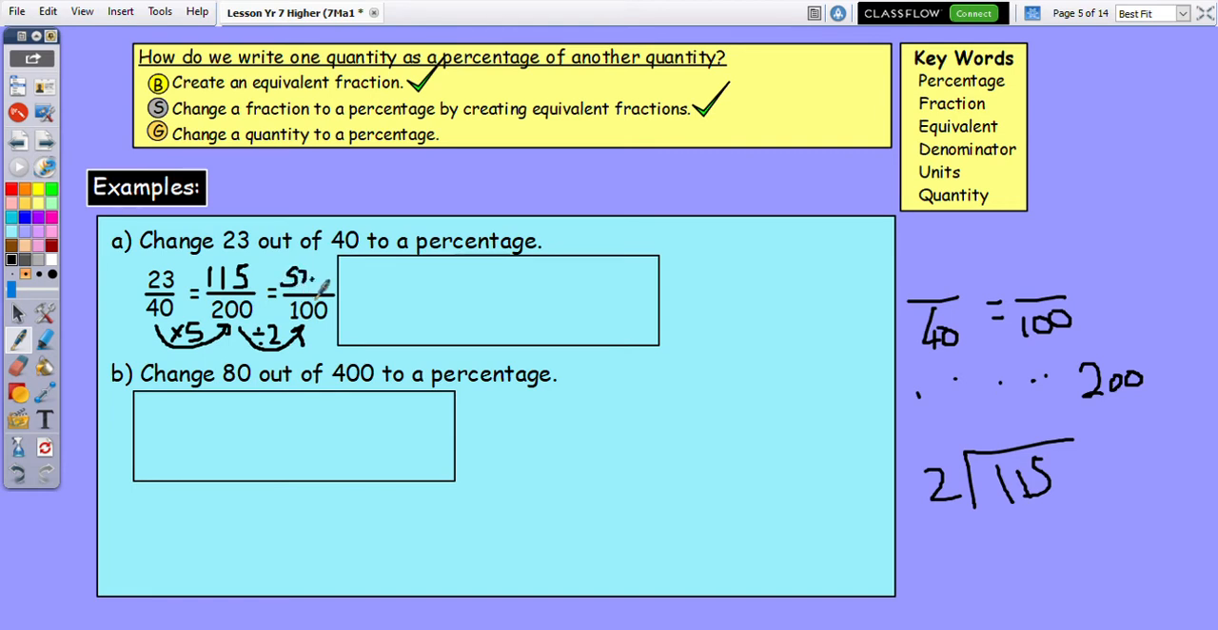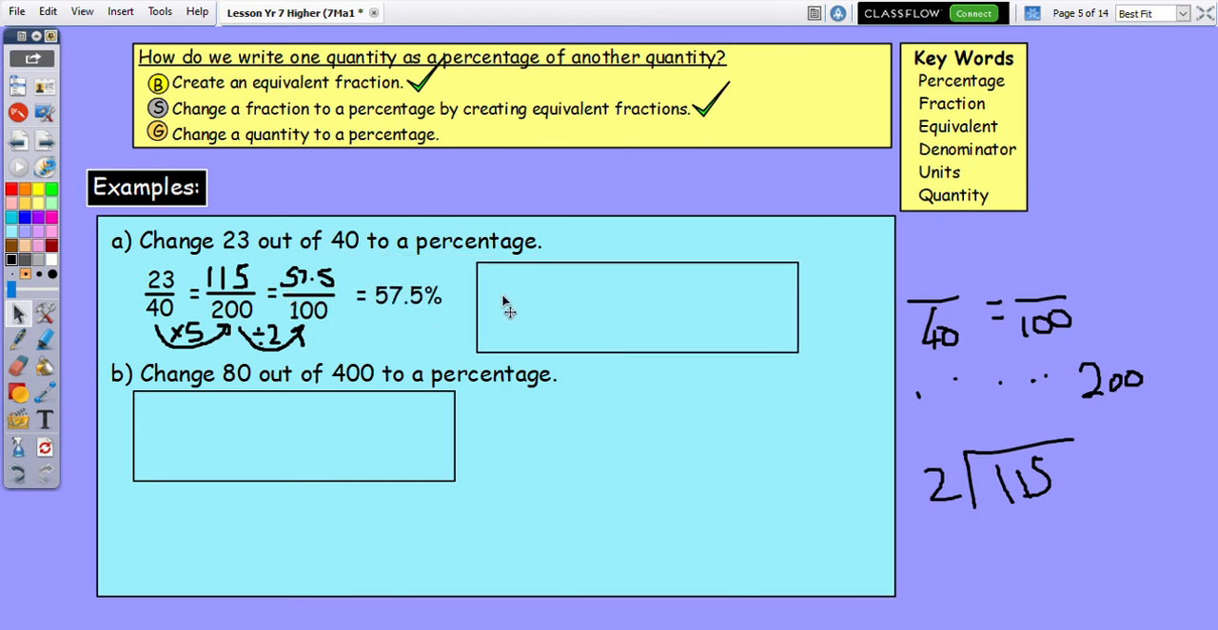If I can write this properly. Okay, so bit of an interesting number. It's a decimal, not technically a fraction, but I said to you that a percentage is just a number out of 100. So 23 out of 40 as a percentage is 57.5%. There's lots of ways of creating equivalent fractions. As I said to you before, I could have got this to 400 and then divided by 4, but the numbers get bigger. So I try to keep the numbers as small as possible.